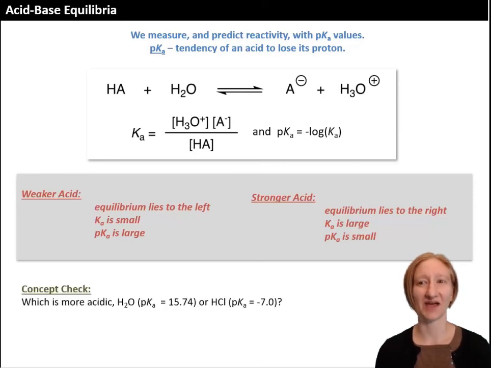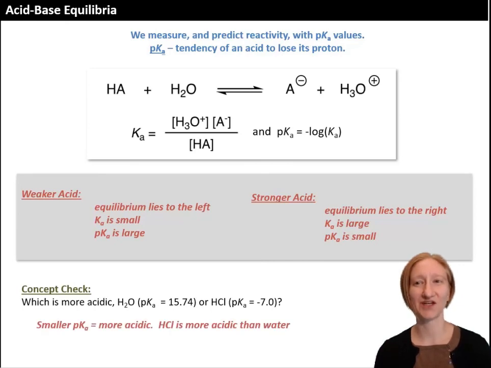Okay, so based on that, which acid here, water or HCl, is more acidic? Well, we just said that the smaller pKa correlates with the more acidic acid. So comparing our two pKa's, -7 is smaller than 15.7, so HCl is the stronger acid of the two.